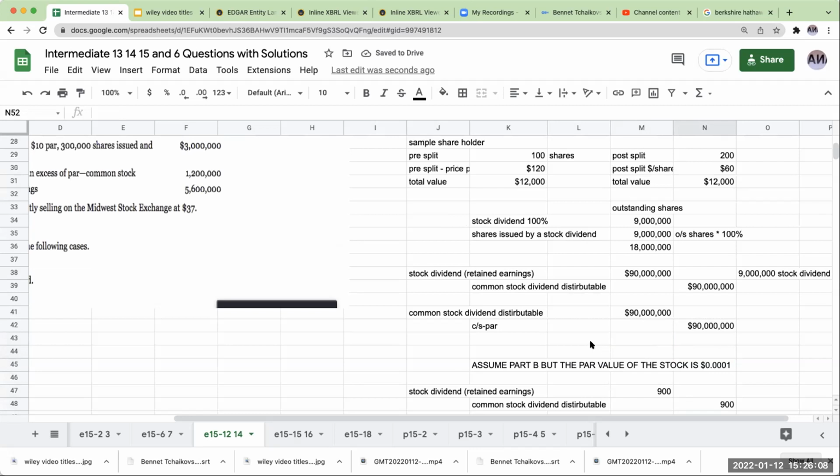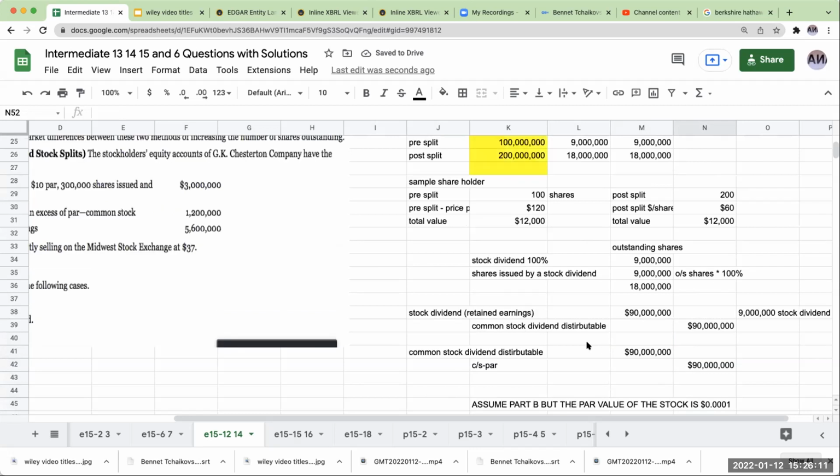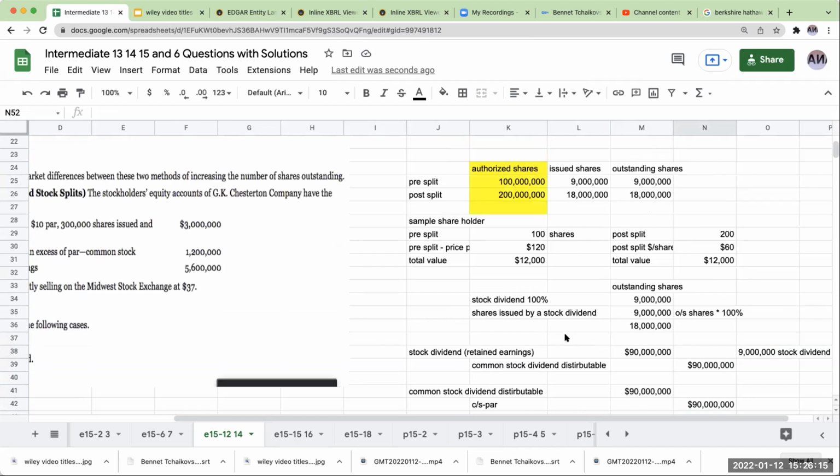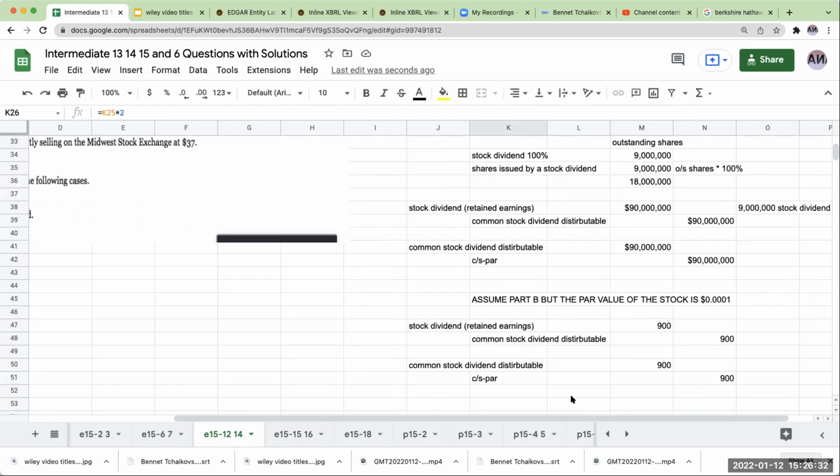I don't know why you would choose to do a stock dividend in this situation instead of just doing a stock split. The one issue is that if you don't have enough authorized shares, you could have a problem, because when you're doing a stock dividend, you're just increasing the amount of issued shares, whereas if you have a forward split, you're essentially going to be doubling these amounts, right?